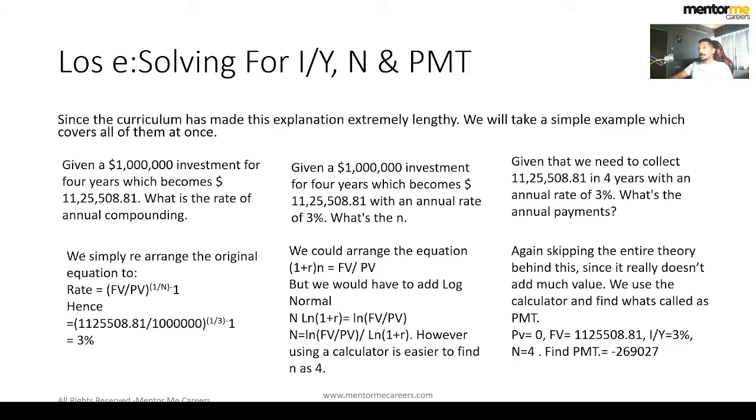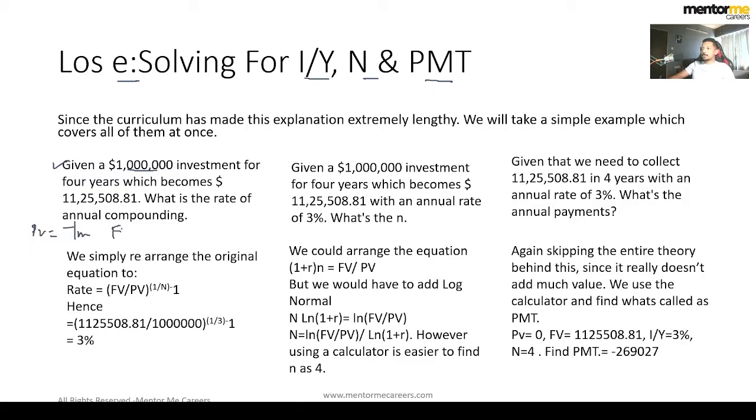So again, we're at LOS, which talks about solving for different functions, which we have already covered previously. But nevertheless, you can try out these examples. So let's start with the first example. You have 1 million investments for 4 years, which becomes, so first and foremost, as I told you always, just write down the values. So we have got PV as 1 million.